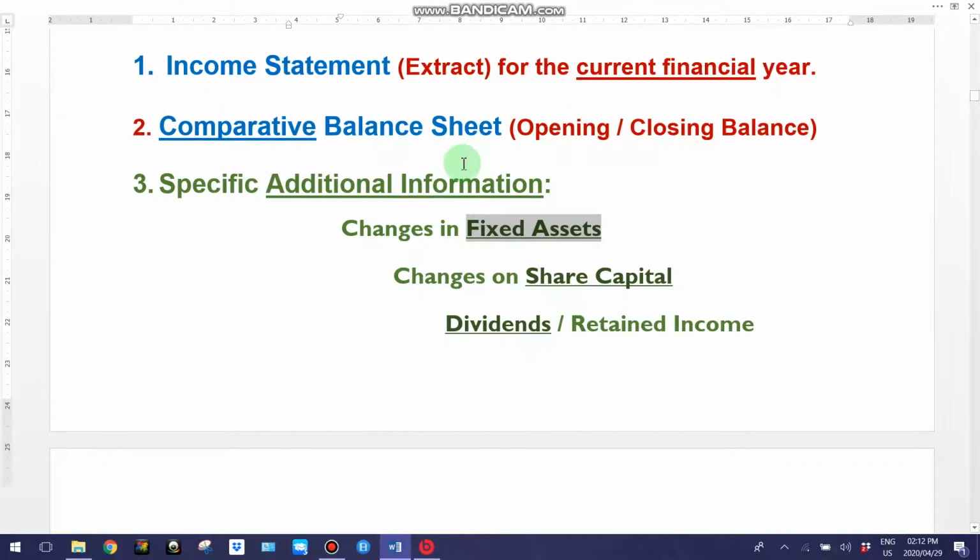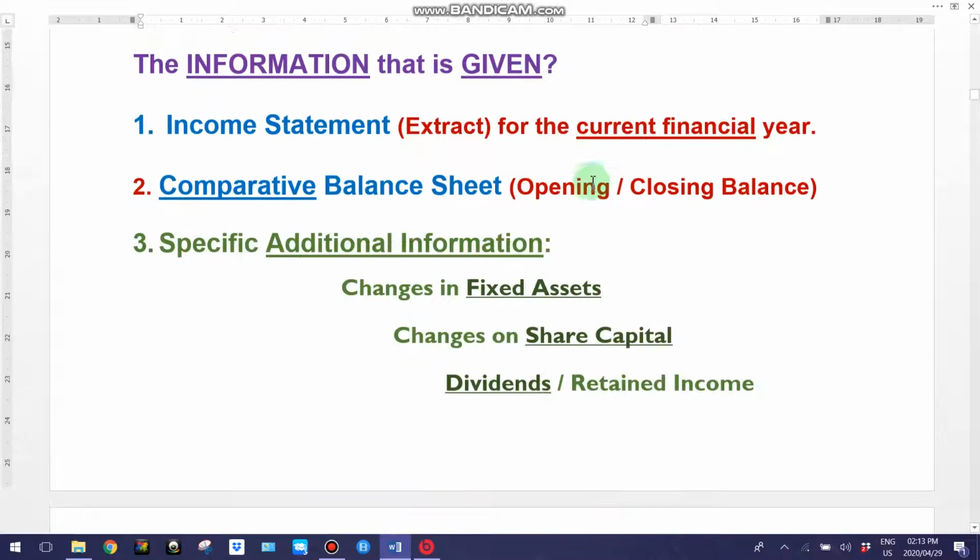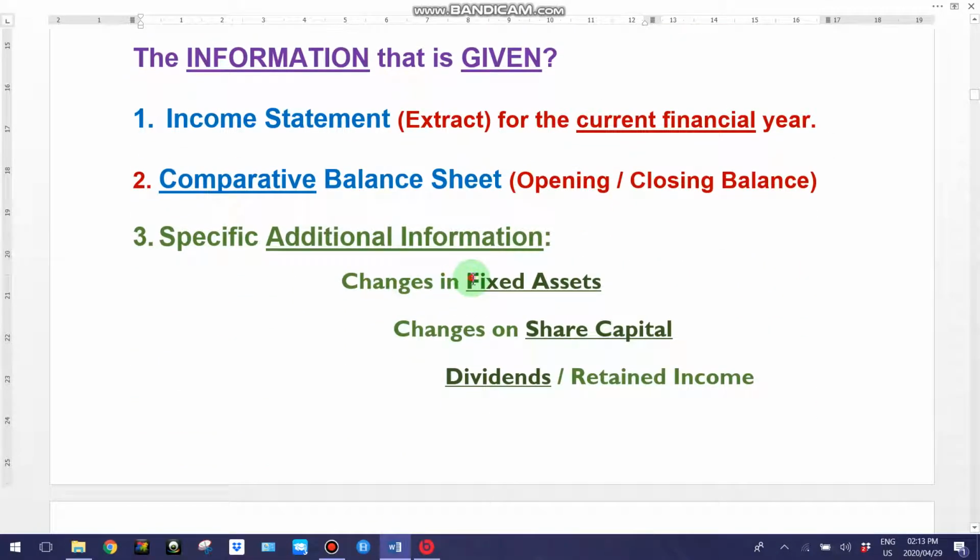Now, to complete the cash flow statement, we saw that we need to know how much was spent to buy and how much did we receive when we sold. So therefore, the additional information would need to tell me that. And I need to know what caused the change between the opening balance and the closing balance under my fixed assets.